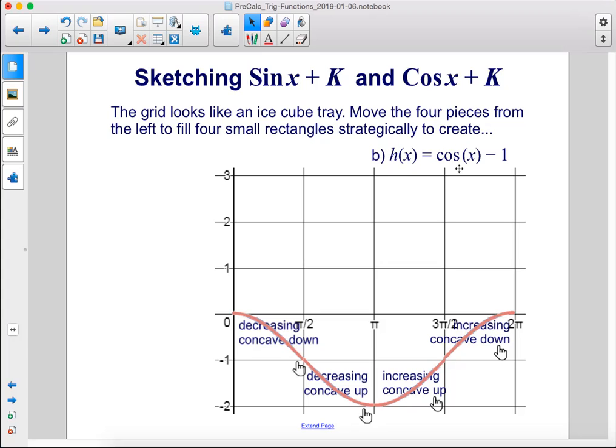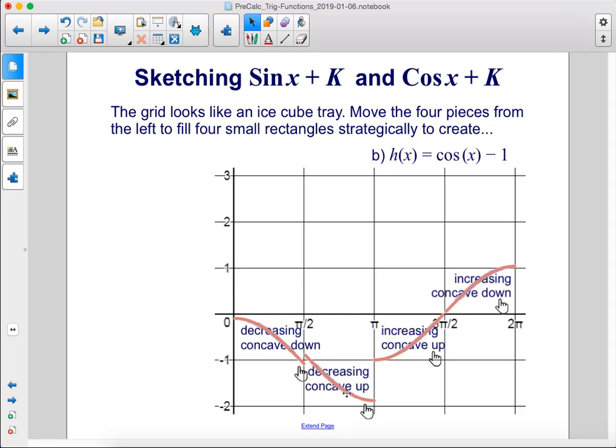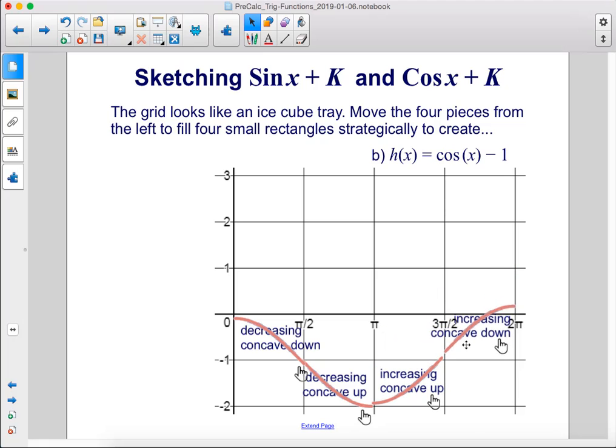For h of x equals cosine x minus 1, regular cosine x is up here, like this, with the y-intercept at 0, 1. So cosine x minus 1 would be taking this graph and then moving it down 1 unit, so that it looks like that.